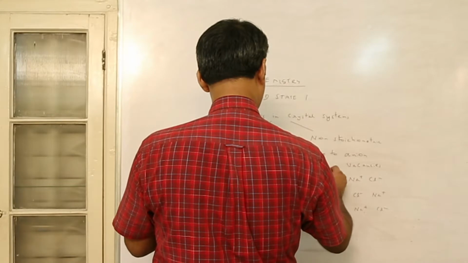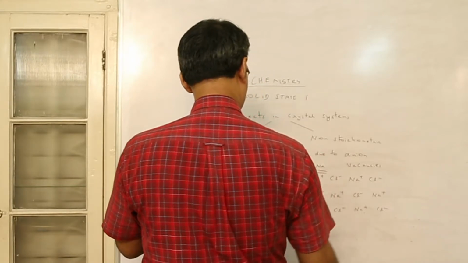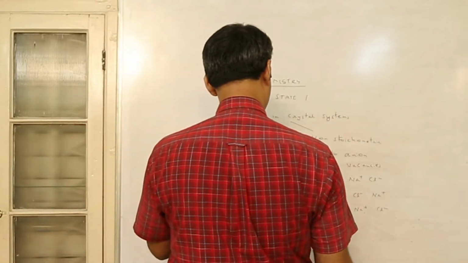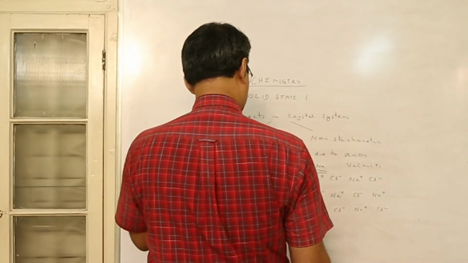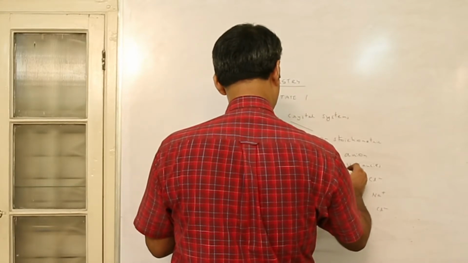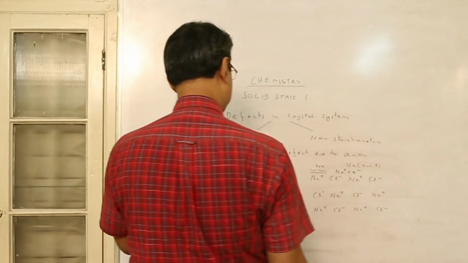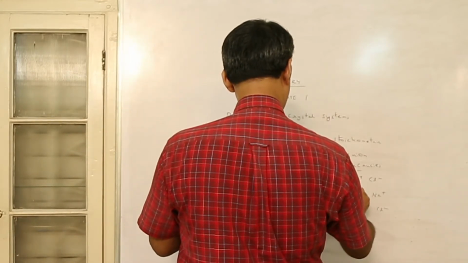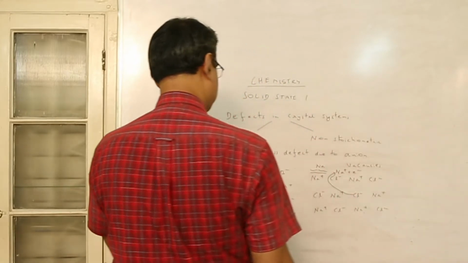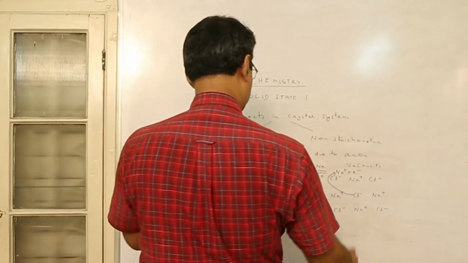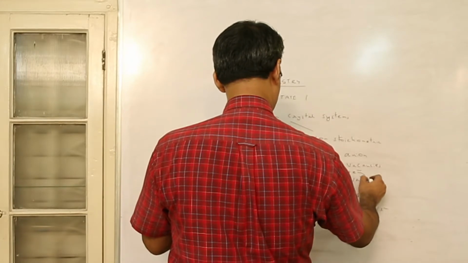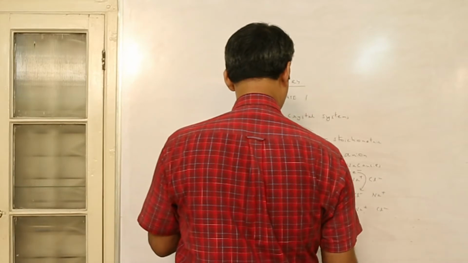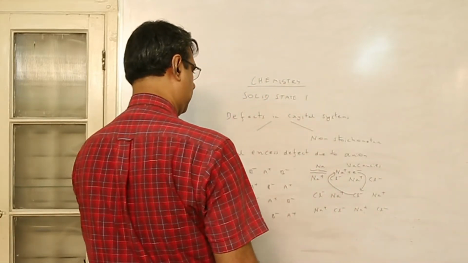Suppose, let us say, that NaCl crystal is heated in presence of sodium vapor. Now the sodium is converted to Na plus and e minus. Now one Cl leaves its lattice position to combine with Na plus, and the electron comes to take the place of the vacated Cl minus.